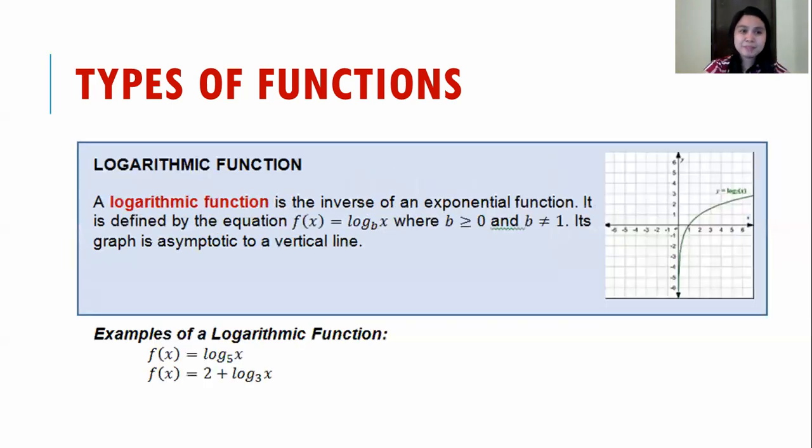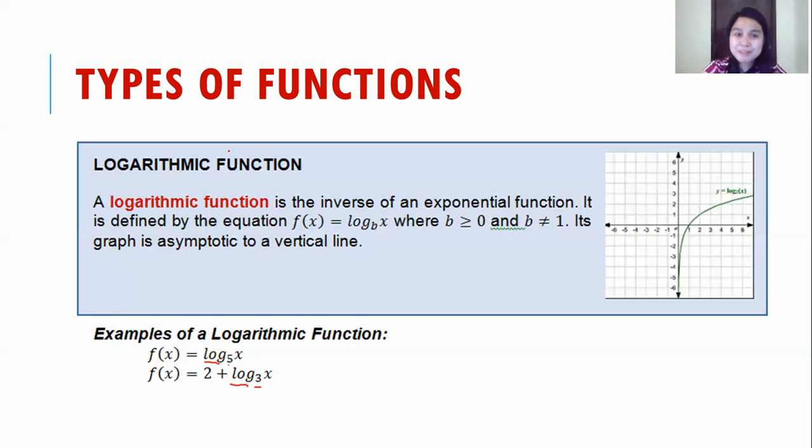Now, the next one is logarithmic. In a logarithmic function, your keyword is the log. That's logarithmic. Log base 5 of x, or 2 plus log base 3 of x. So the log word there is your keyword.